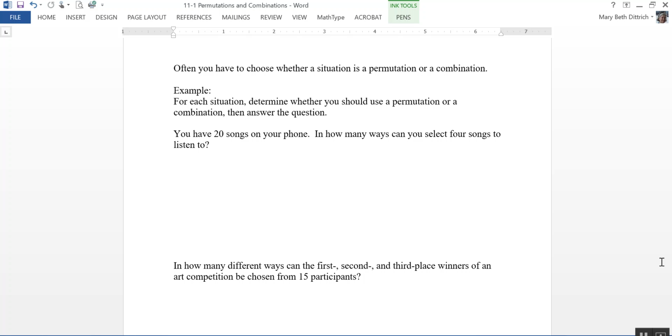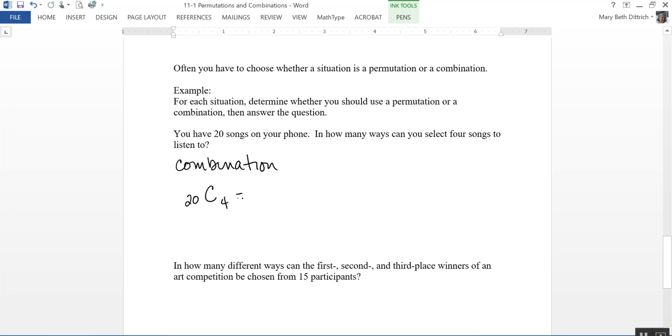Does this say anything about the order? No, it doesn't. You're just going to listen to 4 songs in any particular order out of the 20 that you have. So this is going to be a combination. I have 20 total songs, and it's a combination, and I'm going to choose 4.